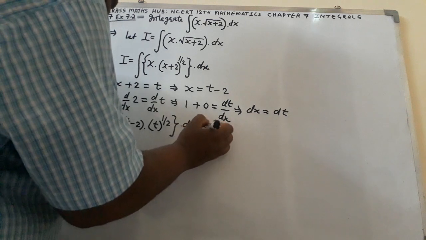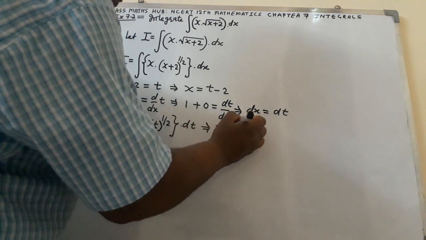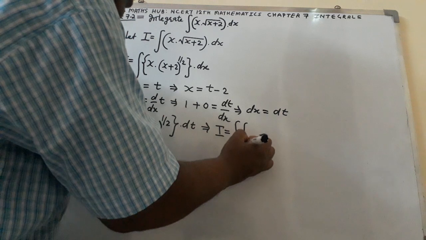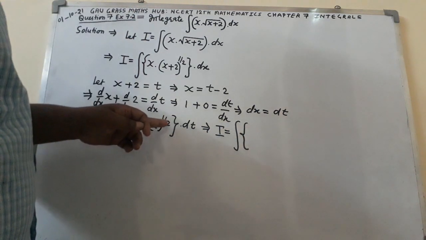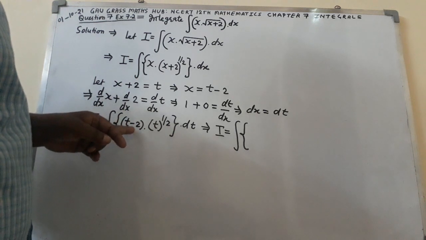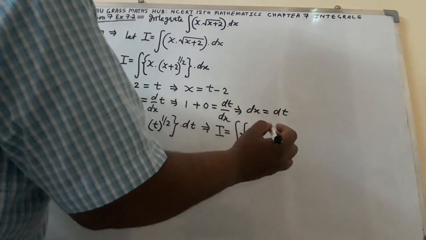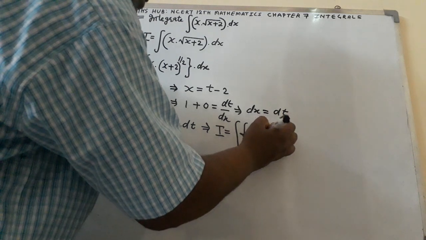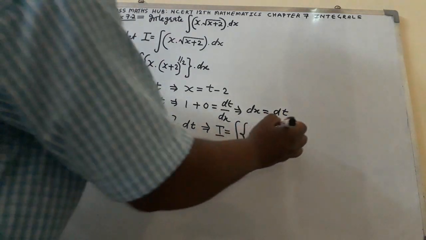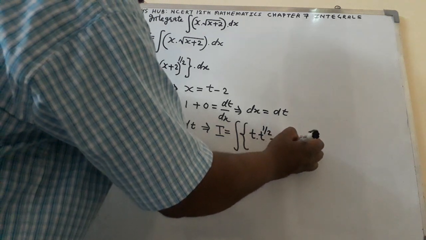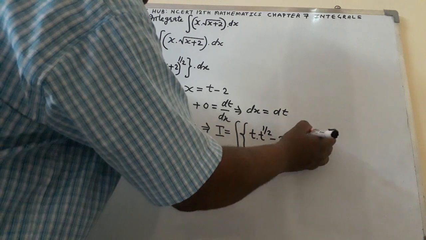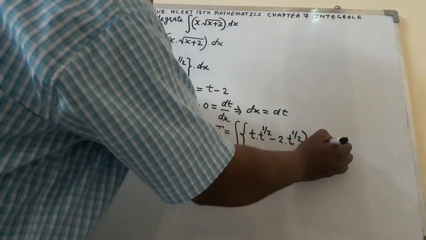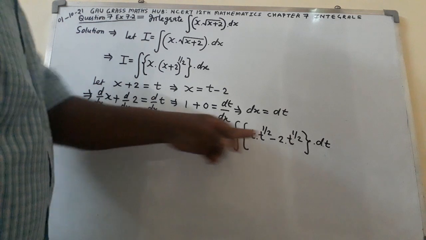Again I shall write, implied that I equal to integral, open curly bracket, t raised to the power 1 over 2 will enter inside, the bracket will be broken, and it comes out to be t dot t raised to the power 1 over 2 minus 2 dot t raised to the power 1 over 2, curly bracket close, dot dt.